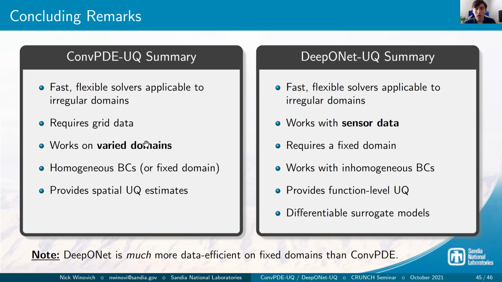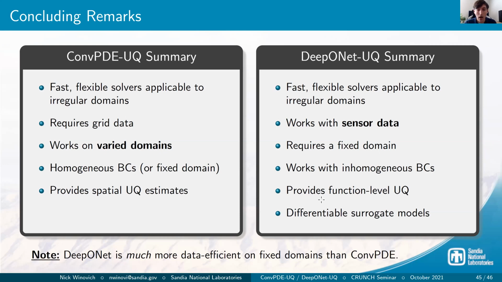And then finally, we get a little bit more of a spatial UQ estimate with the convolutional approach. But as was mentioned earlier, that actually may be a sign that the accuracy can be improved further, and maybe that's not such a great thing. Whereas DeepONet is really just giving us a function-level UQ.